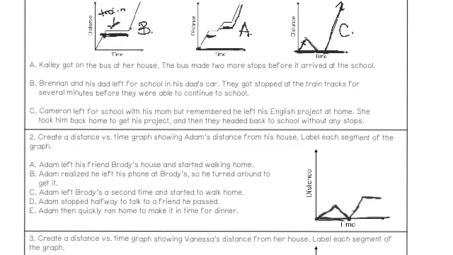Then he quickly runs home to make it in time for dinner. This line needs to be steeper. And the reason for that, you don't want a straight line, but you want to cover a lot more distance in a quick amount of time. You only have this amount of time down here to cover this much distance. Because he's running, he's going to get there faster in less time. Okay, you try the rest on your own.